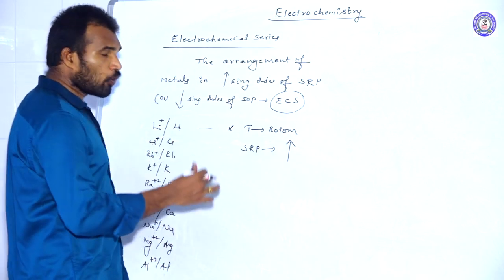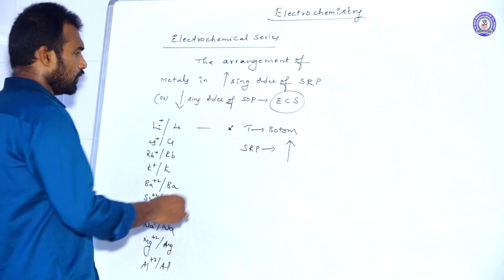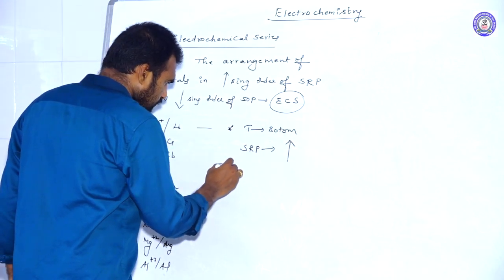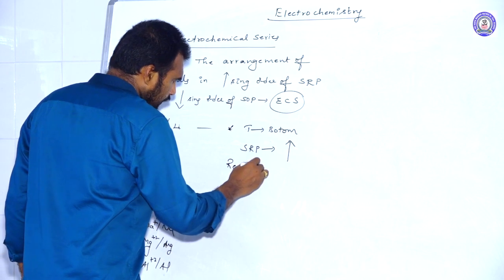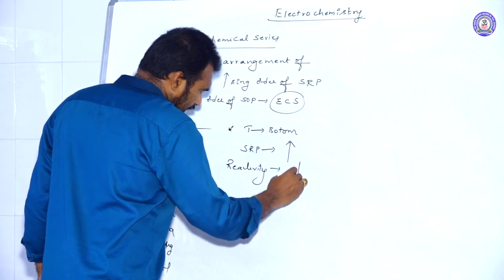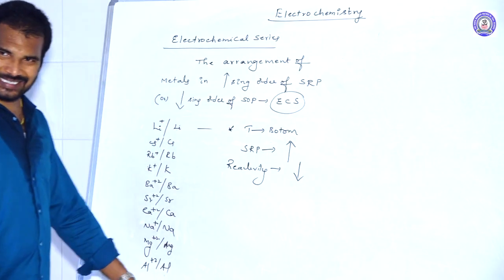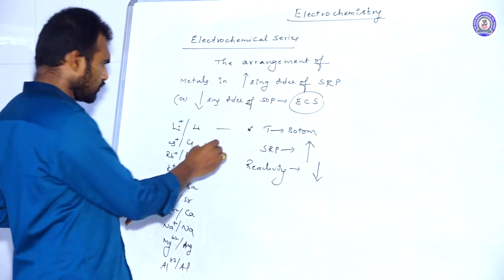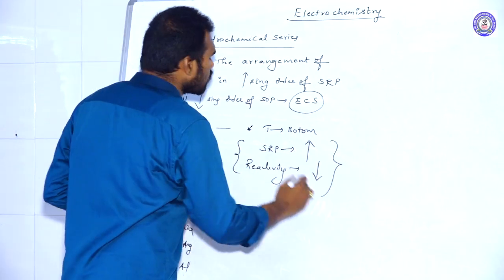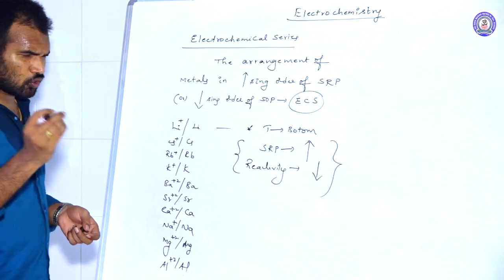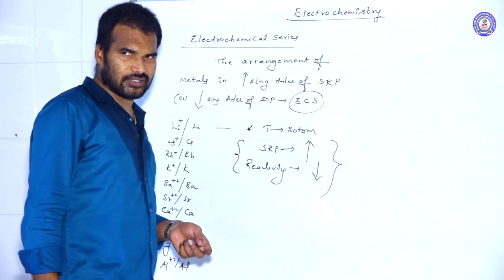Next, from top to bottom, what happened? The reactivity. So SRP values increasing means reactivity decreases. Reactivity decreases. So these are the 2 points you remember. And what is the conclusion from the above electrochemical series? What is the use of this electrochemical series?